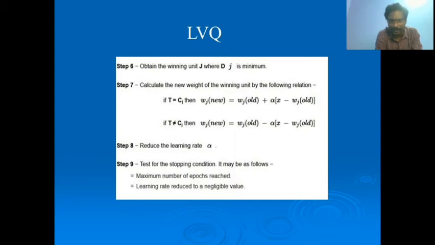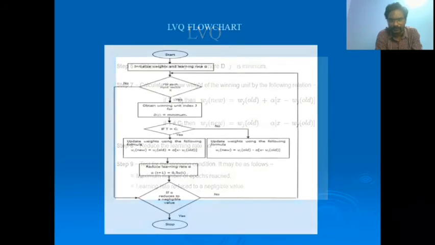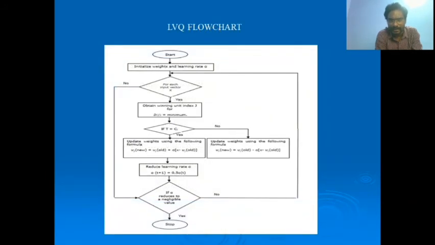In step 9, we need to test for the stopping conditions. It may be that the maximum number of epochs is reached, or the learning rate has been reduced to a negligible value. So care should be taken over this, once it reaches the maximum number of epochs, or the learning rate is reduced to a negligible value. And then this is a flow chart which we can follow.